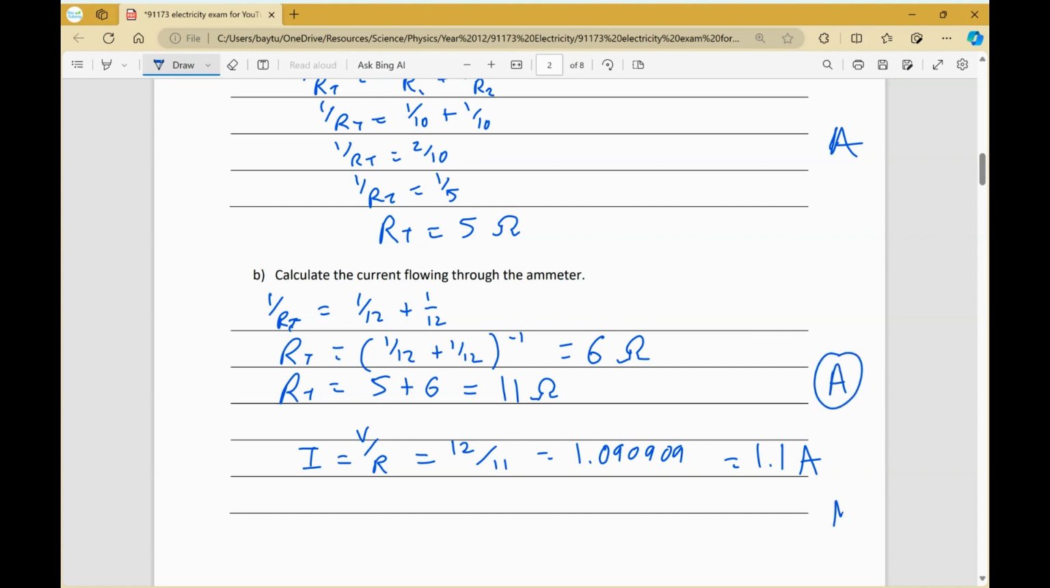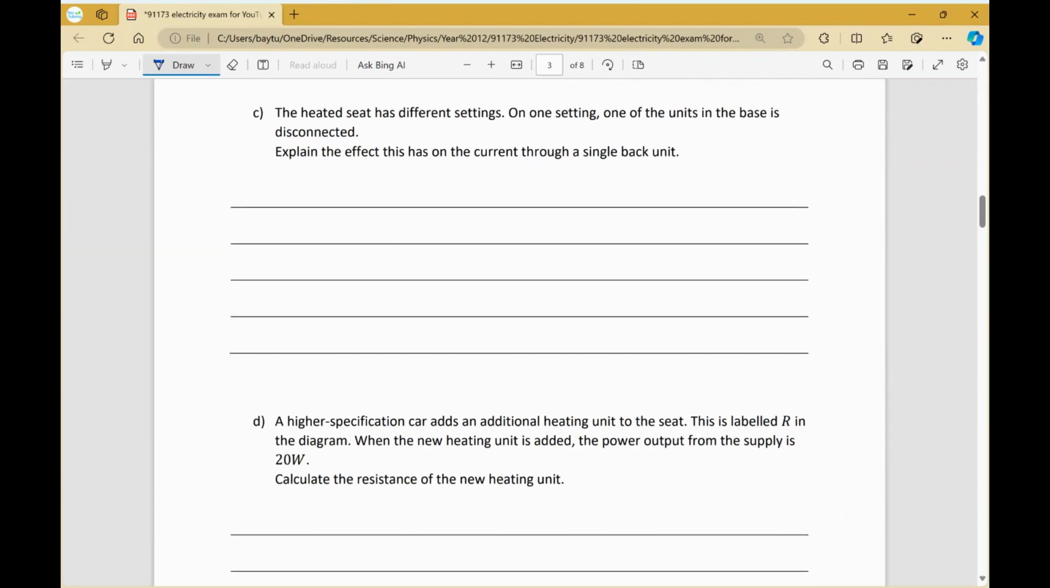Question C now. The heated seat has different settings. On one setting, one of the units in the base is disconnected. Explain the effect this has on the current through a single back unit.